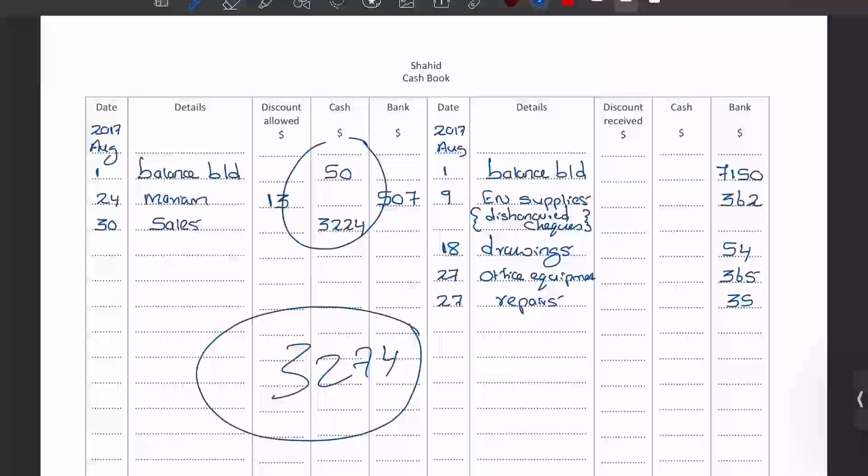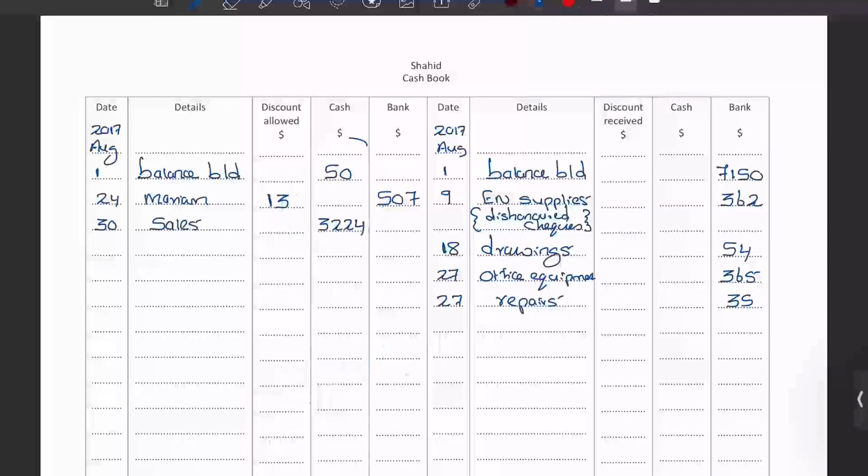What did they tell? Put all the cash into the bank except 100. So out of the 3274, keep 100. The balance is 3174, right? That 3174, you are going to go and put it into the bank. What will happen to money in the bank? Increase. Money in the bank will increase by 3174 on 31st.